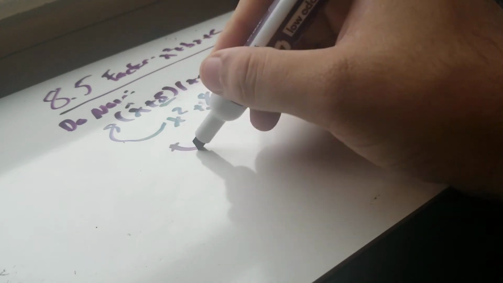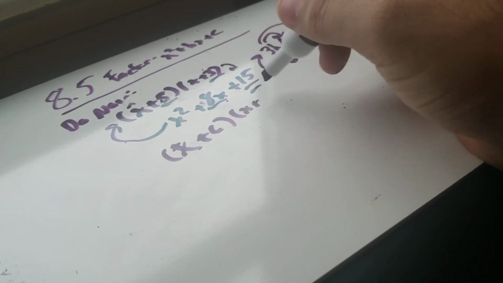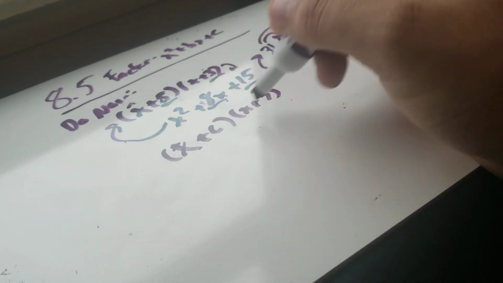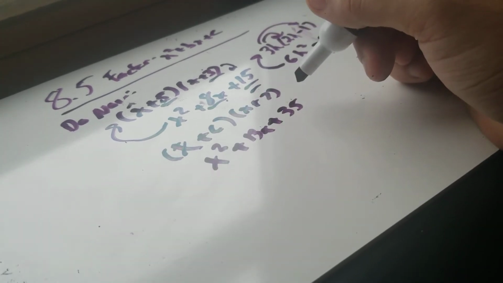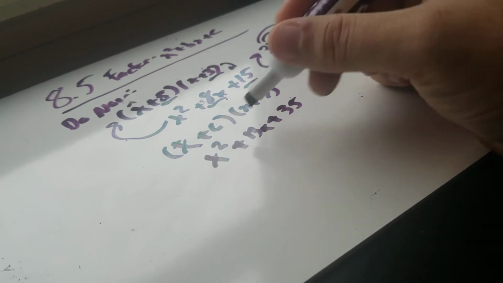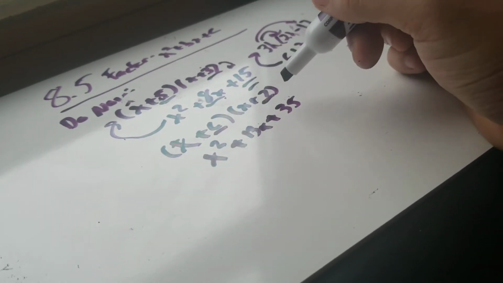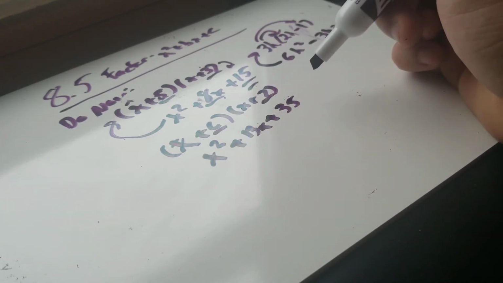Let's just do another one real quick. x plus 6, and x plus which number? 7. So x plus 6, x plus 7. The answer is x squared plus 13x plus 35. Let's see something. 6 plus 7 just adds up to 13. And then 6 times 7 does multiply to 35.